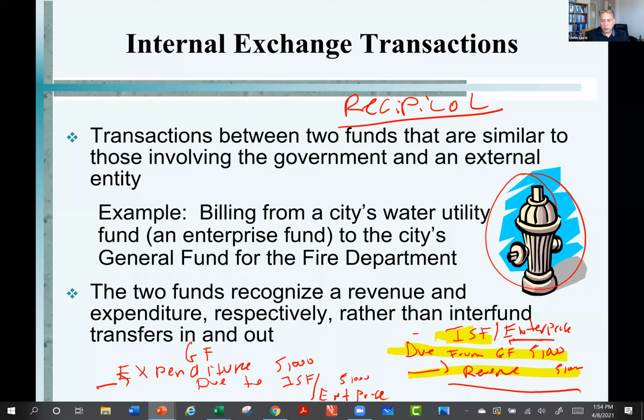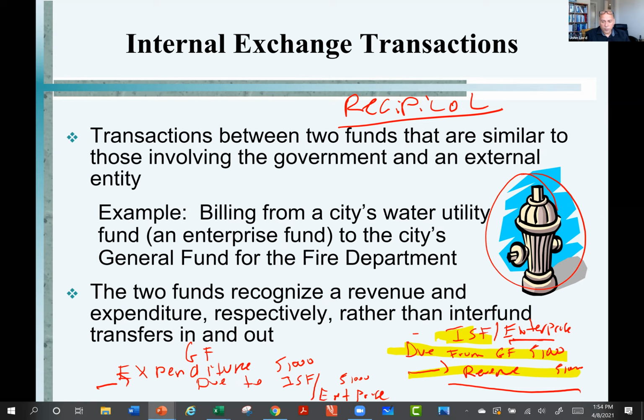Remember, when there's money owed between funds or between governments, we don't use accounts payable, we don't use accounts receivable. We call it what? Due to, due from, right? So the internal service fund would debit due from general fund for $5,000 and credit revenue, because that's what the internal service fund does. It charges the other funds, although on a cost reimbursement basis, it charges them for service and books those as revenue.